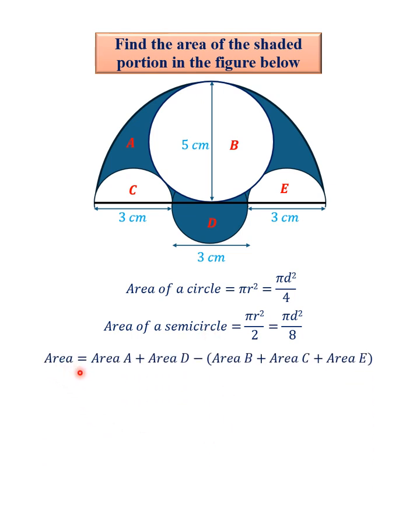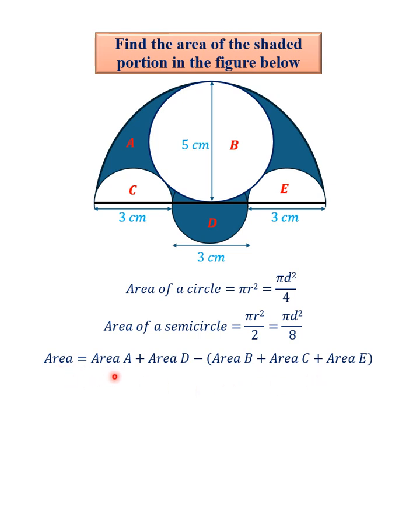So in terms of the formula, the area of the shaded portion we are looking for is equal to area of A. Remember, A is the big semicircle, plus area of D, this small semicircle. That would have given us the area of the entire shape, right? Now, let's subtract the area of the unshaded portion. The unshaded portions are B, C, and E. So this gives us the basis for which we are calculating the area of the shaded portion.